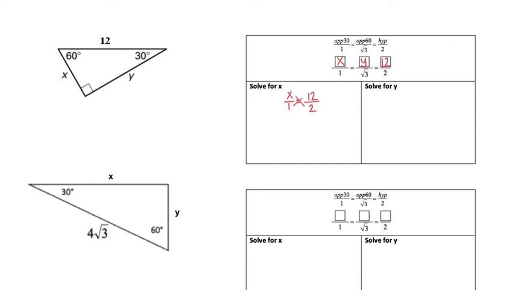Then we'll cross multiply. 2 times x is 2x. 1 times 12 is 12. So then to get x by itself, we'll divide by 2 on both sides. And x will equal 6.